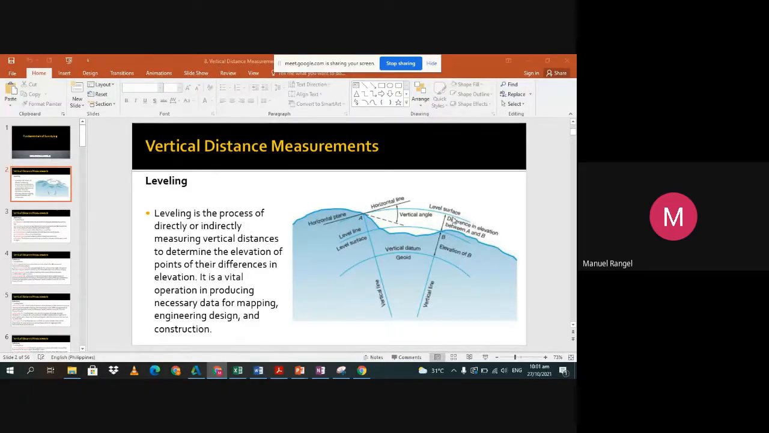So this is the part where we record, for example, an object here, then another object at point A. Their difference is what we measure using leveling. So we always have a reference line or reference datum. Usually what is used is the sea level, which is the permanent datum we use in surveying.